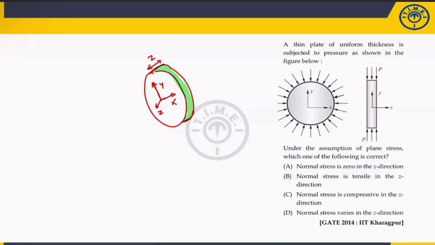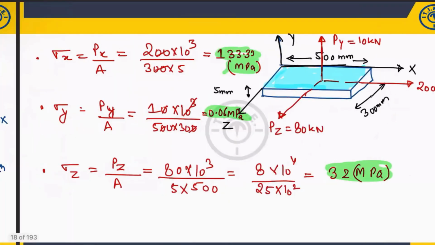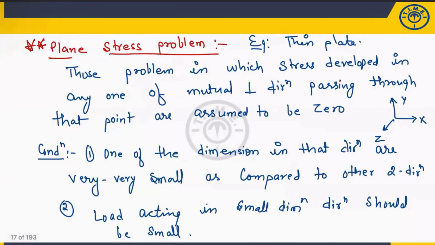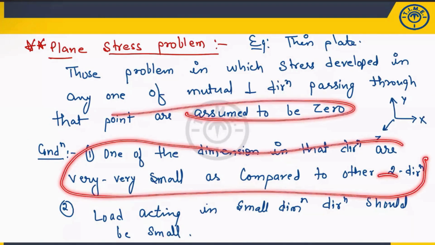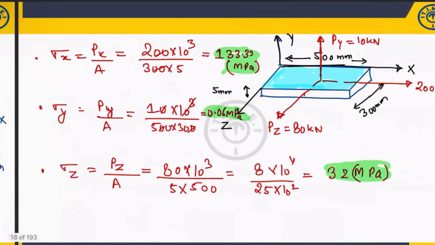You know that whenever one of the dimensions is very small, then the stress developed in that direction will be zero. So I have clearly mentioned here, one of the dimensions in that direction is very small, then we can say that the stress value will be zero. That is the condition of plane stress. Okay. So what is the correct answer for this question?